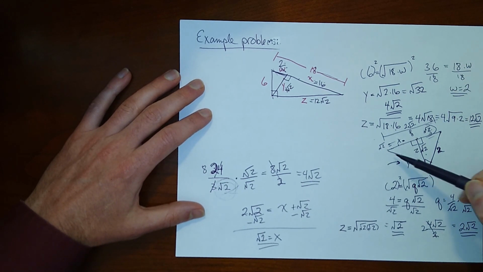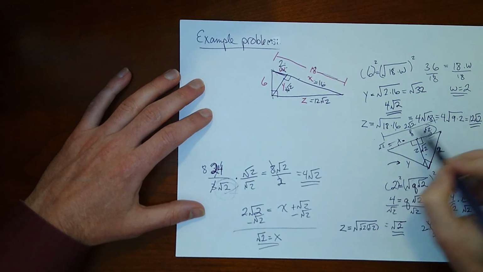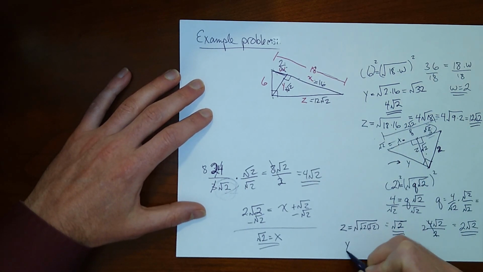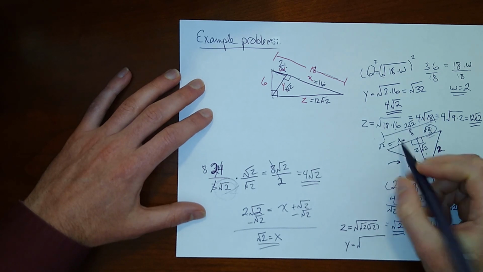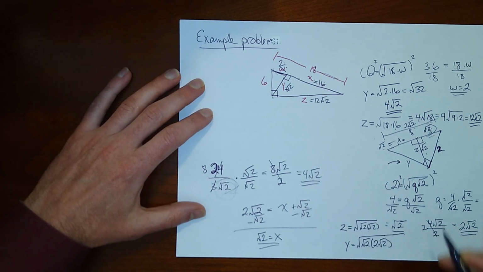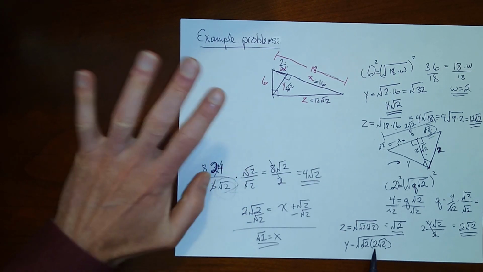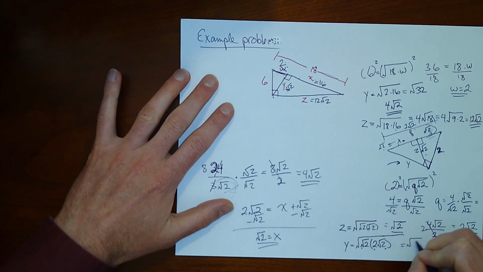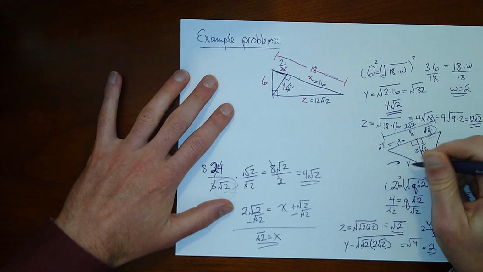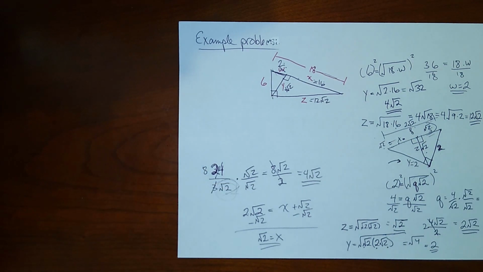So this side length is the geometric mean between this piece, root 2, and the total length of the hypotenuse. So again, y is the square root of root 2 times 2 root 2. Root 2 times root 2 is 2. Times 2 is 4. So this is the same thing as root 4, which is just 2. And so just like this side was 2, y here is also going to end up being 2.